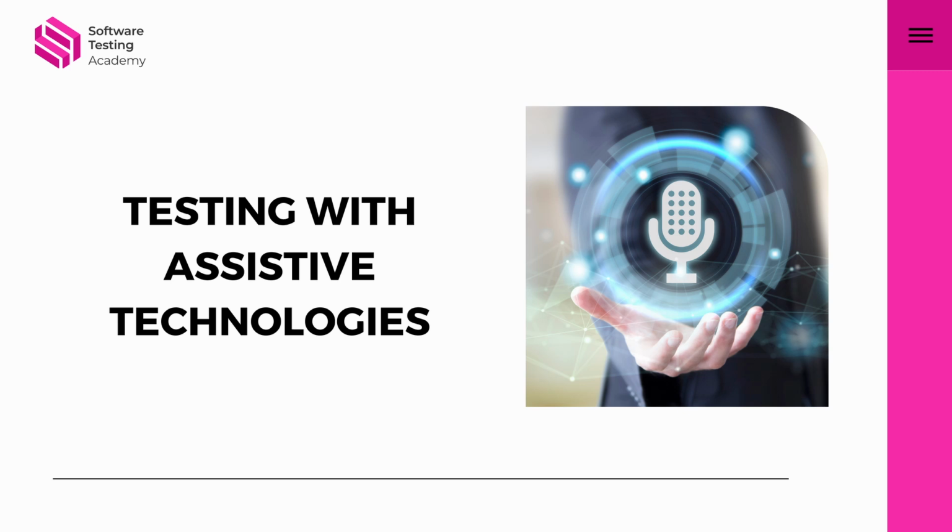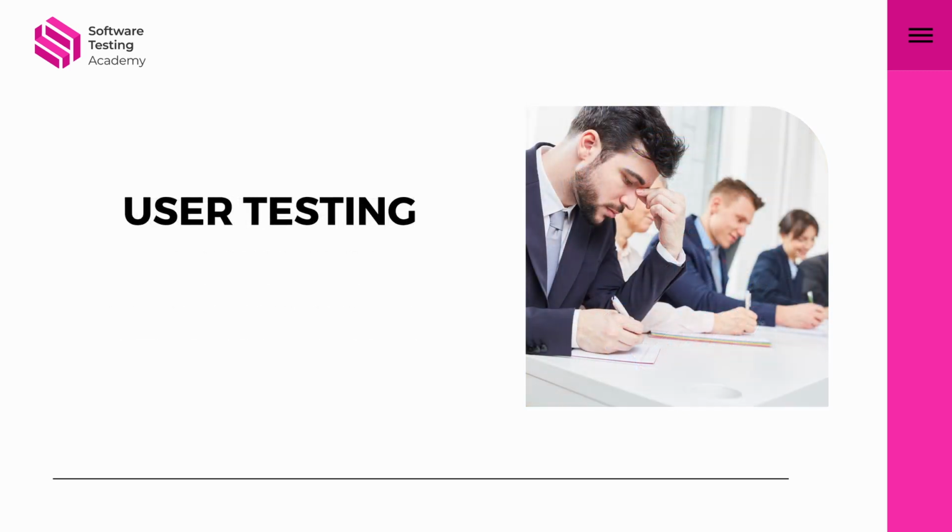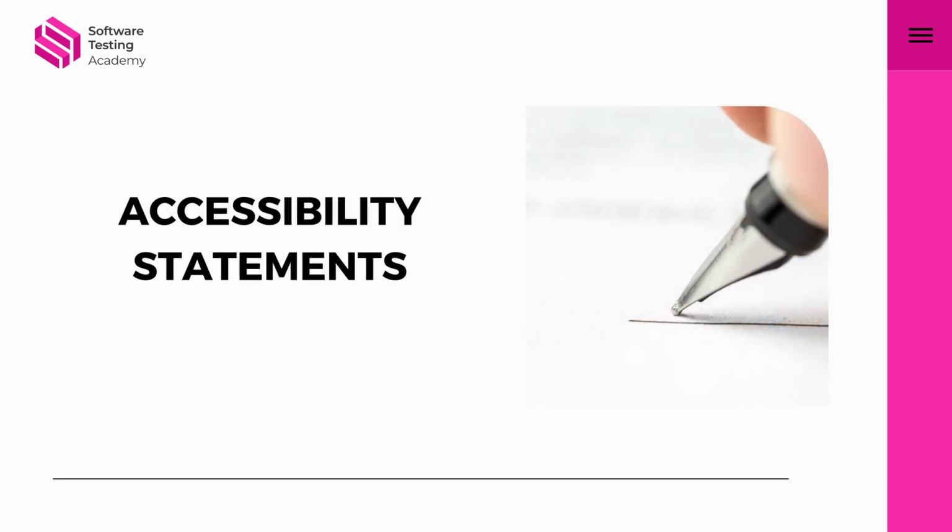Testing with assistive technologies. Regularly test your content with screen readers, keyboard navigation, and other assistive technologies to identify and address accessibility issues. User testing. Involve people with disabilities in user testing to gather feedback and insights on the accessibility of your content. Accessibility statements. Provide an accessibility statement on your website that explains your commitment to accessibility, the level of compliance you've achieved, and how users can contact you for assistance.